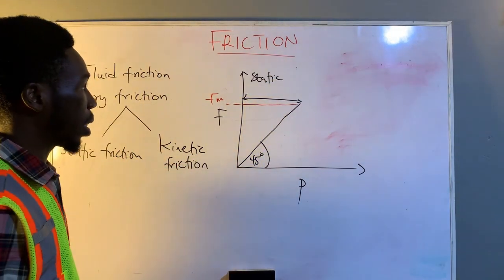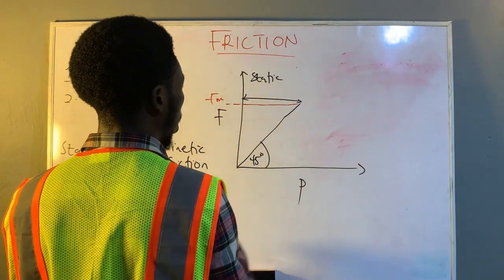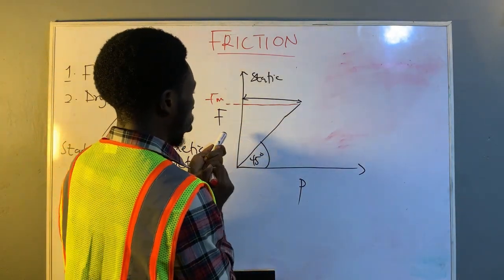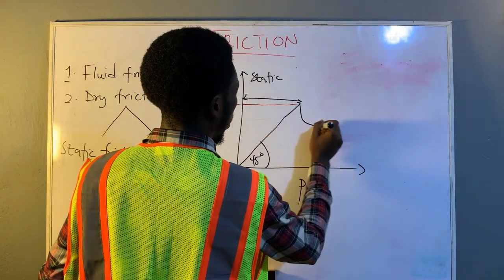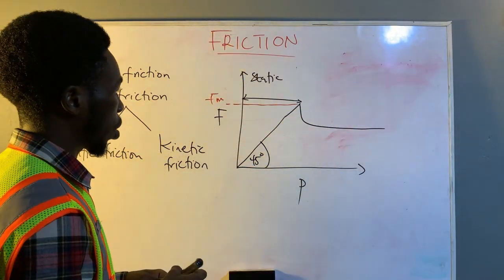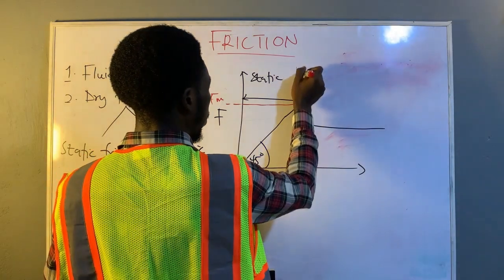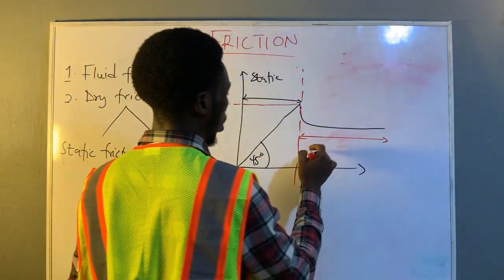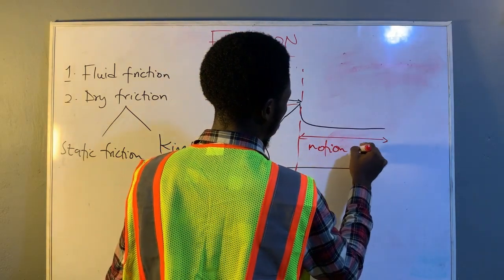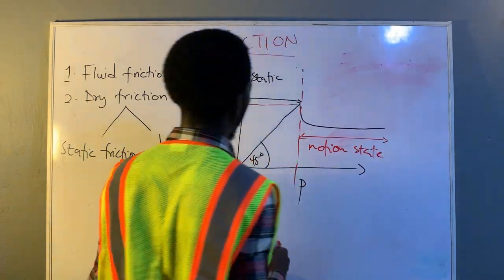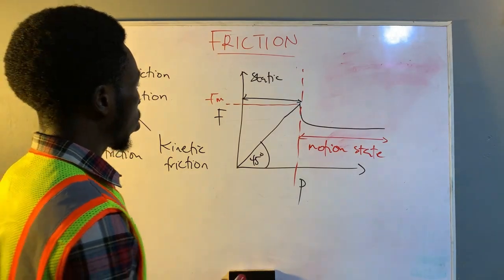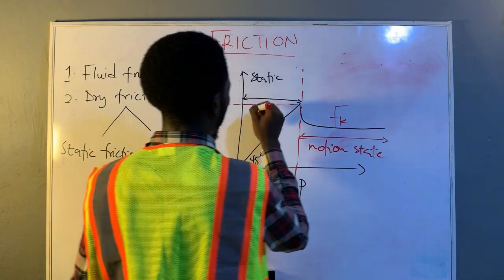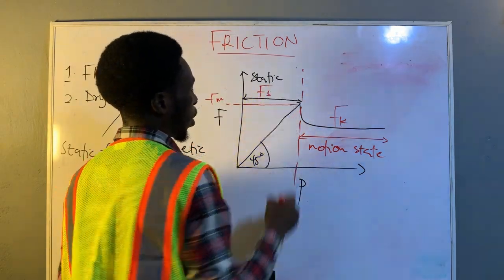Okay, we call that the static state. Then from here, when you get to the maximum friction, the friction force is going to decrease to become approximately constant. From here we are going to have motion. This is the motion state, and this was the static state. From here we have the kinetic friction, and over here we have the static friction.